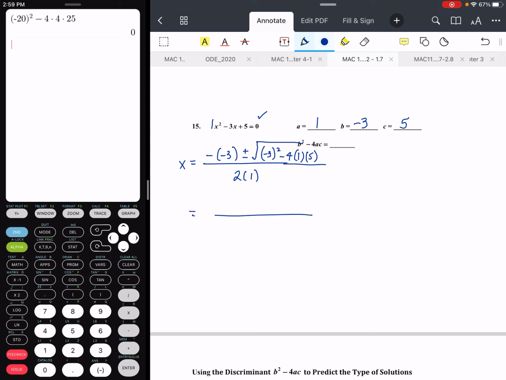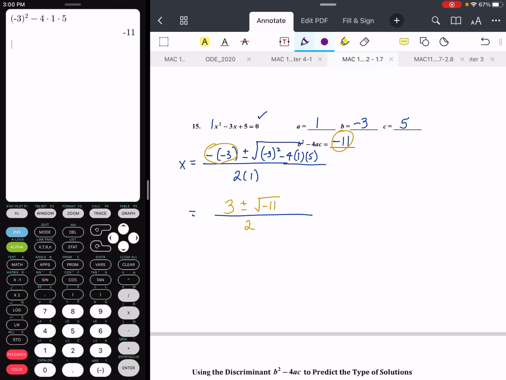All right, so let's simplify b squared minus 4ac. In parentheses, my negative 3 in parentheses squared, that's going to give me positive 9 minus 4 times 1 times 5. So that's going to be 9 minus 20, which gives me negative 11. So first of all, my negative of negative 3, that's a positive 3, plus or minus square root of negative 11 underneath the square root over 2 times 1, which is 2.